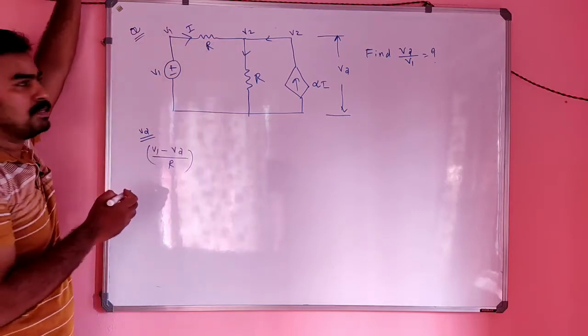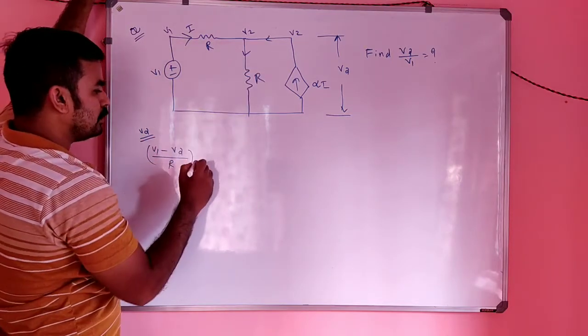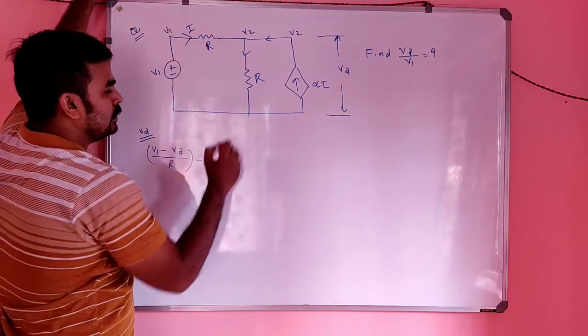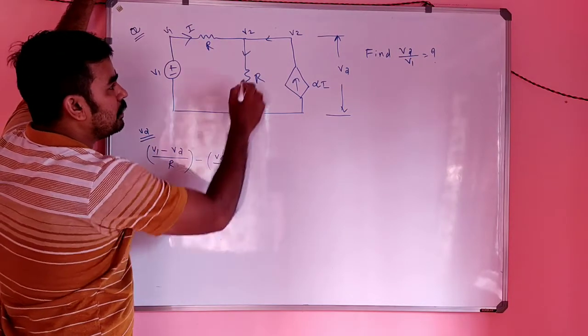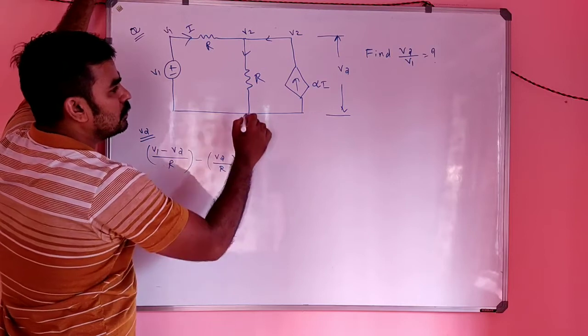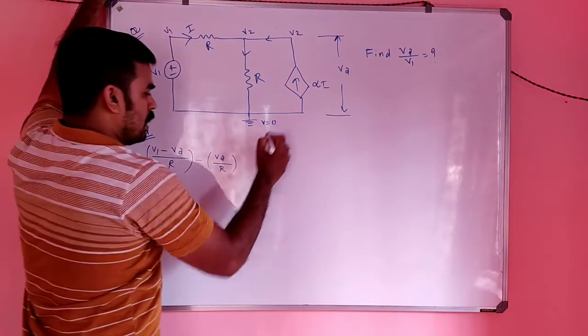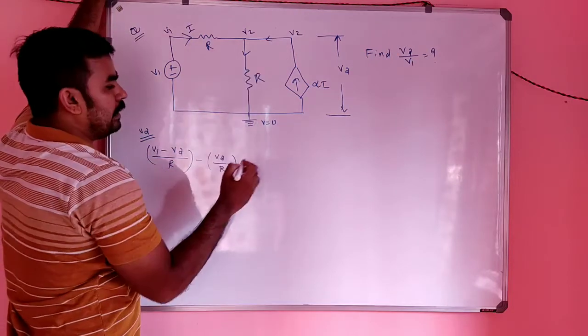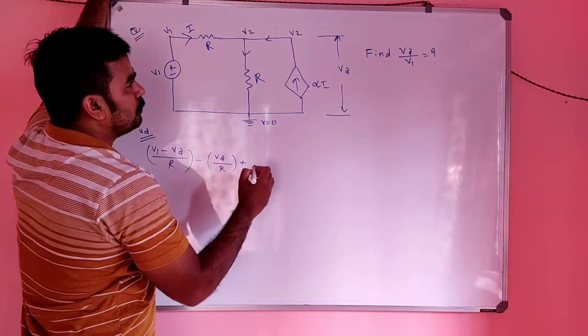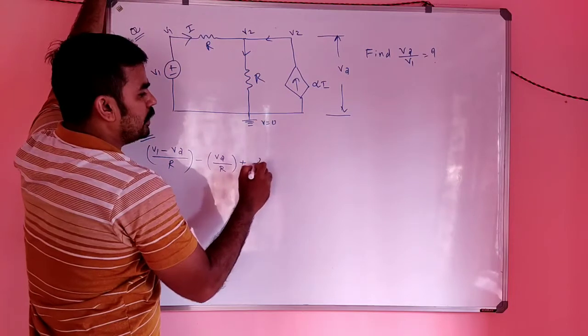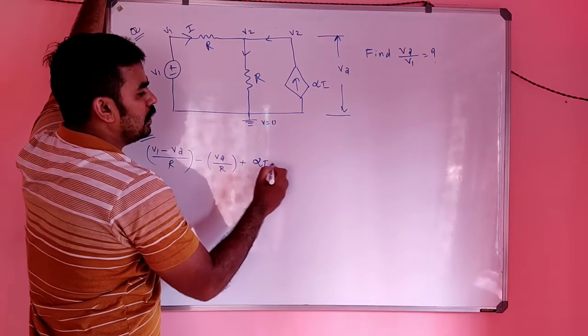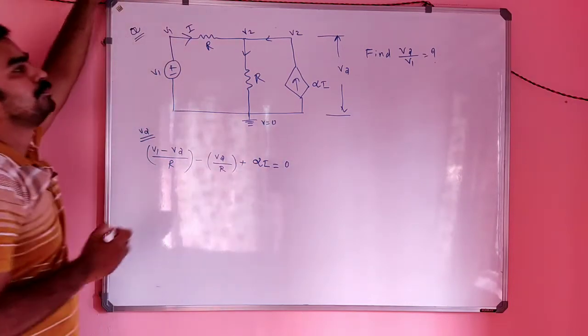Incoming current is marked as plus. And there is an outgoing current, so definitely it will be minus. It is nothing but V2 divided by R. This is a reference node, so V is equal to 0. And there is an incoming current again, plus also. So it will simply be alpha into I. Alpha into I equal to 0.